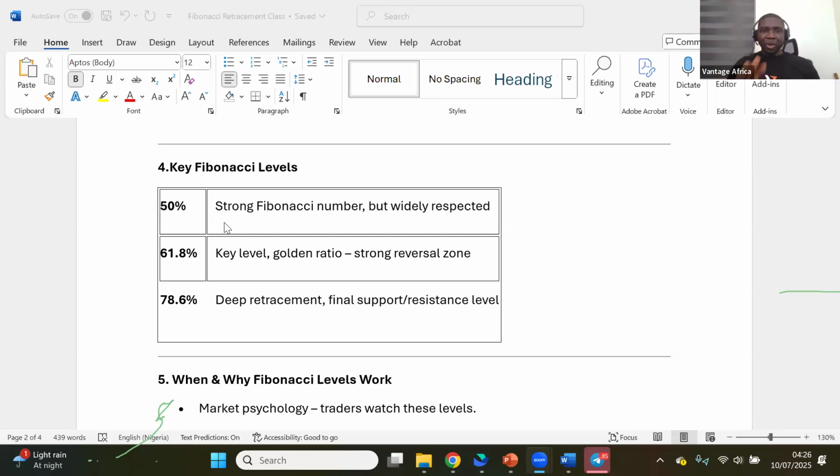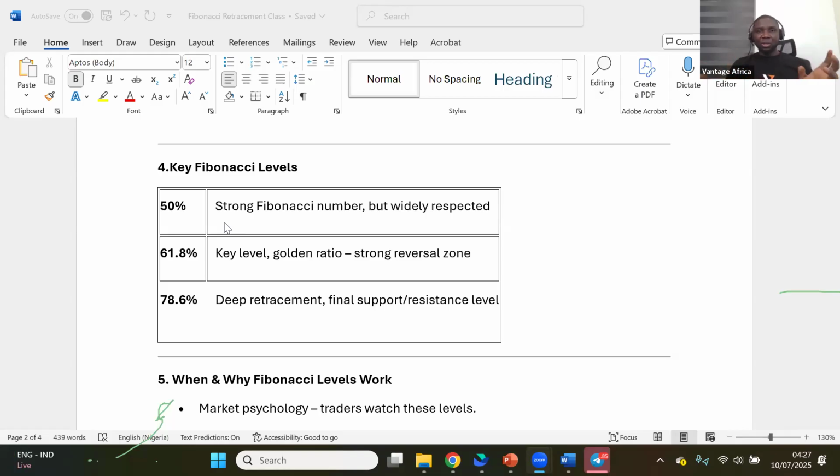Right? So this is the way it works for the 50% level. The 50% level is a level that some traders swear by for certain instruments. If you're trading an instrument like EUR/USD, you know that the 50% level is very, very strong.